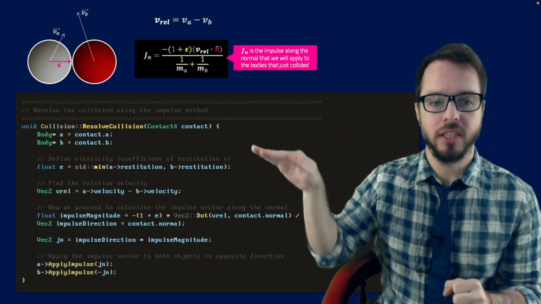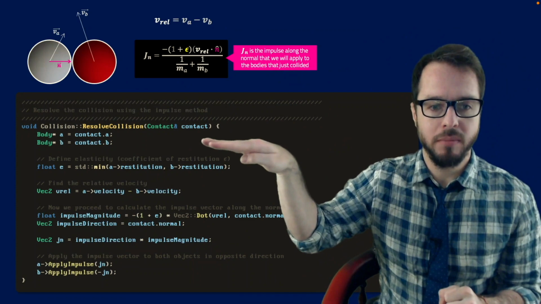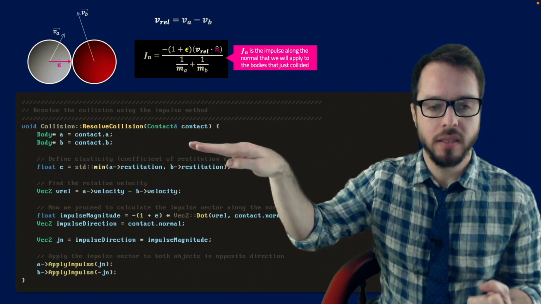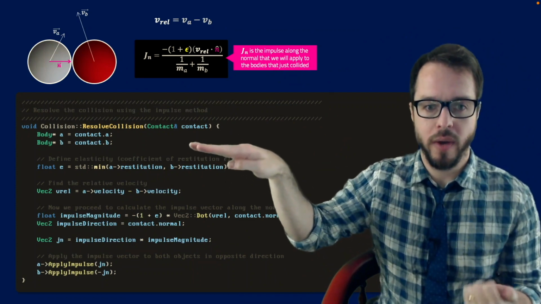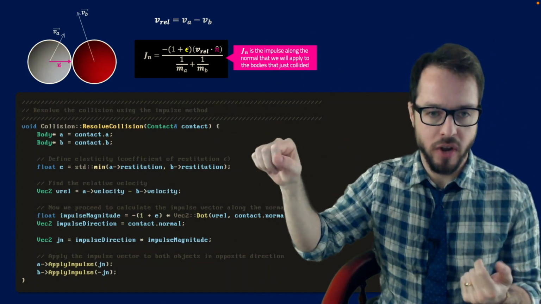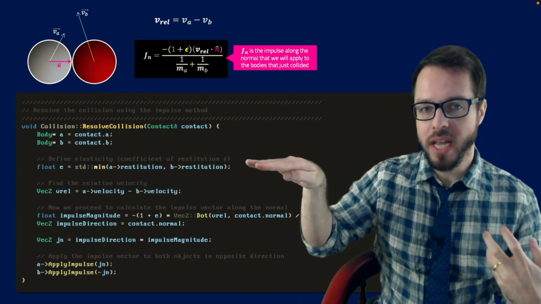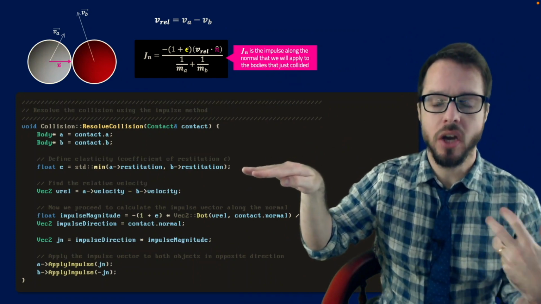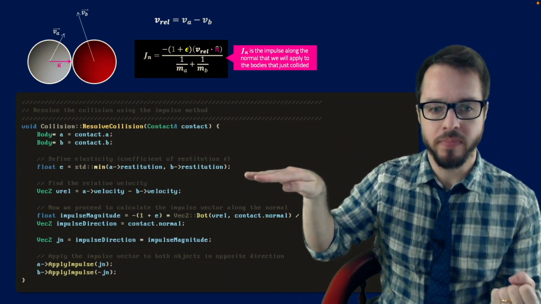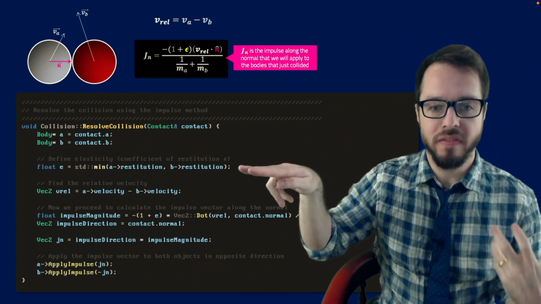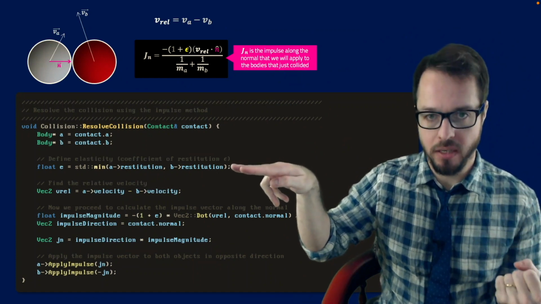How do you do that? Let's just see what I did. I am fetching from the contact the pointers to body A and B. So I have body A and body B of my collision. And right here, I am already defining the elasticity of this collision, of this system. This is going to be based on the coefficient of restitution epsilon.